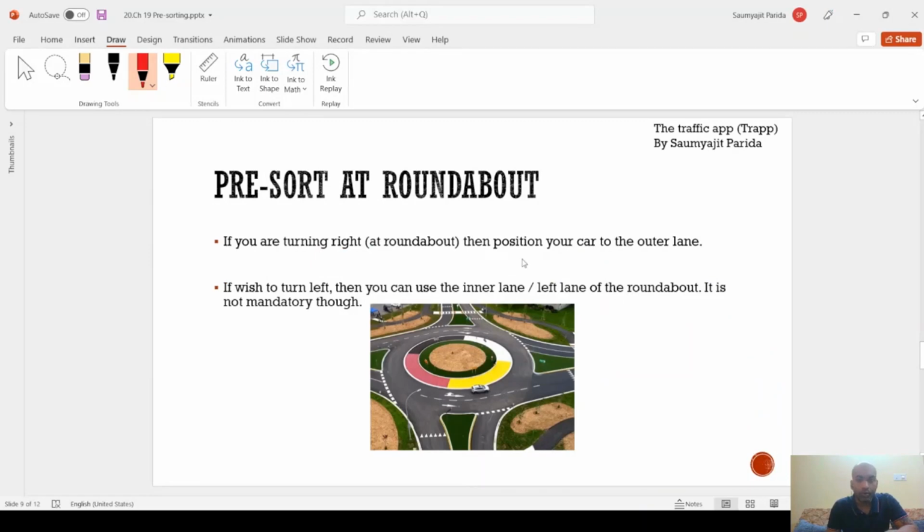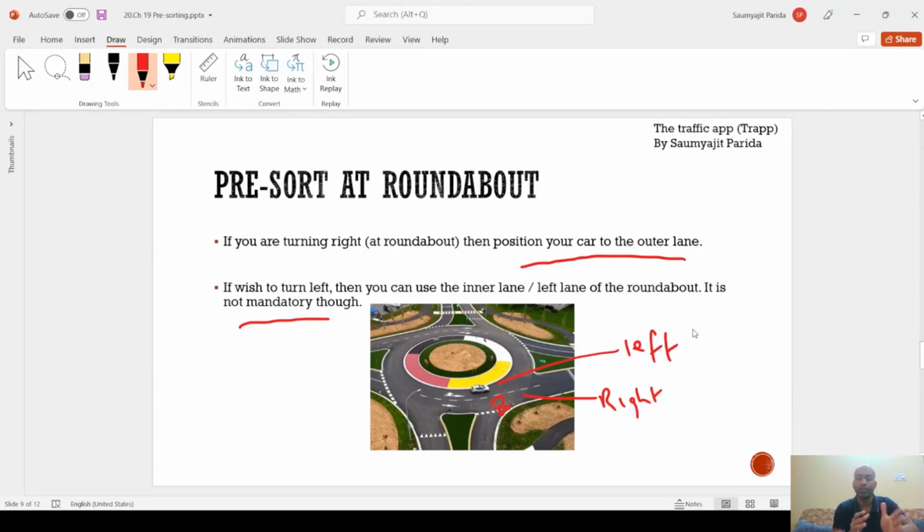Pre-sorting at a roundabout. If you are turning right, then position your car in the outer lane. Like as you see in a multi-lane roundabout, always position your car on the outer lane. If you wish to turn left, then you can use the inner lane or left lane of the roundabout, but it is not mandatory, as the rule is always keep to the right. So the right side in the roundabout is the outer side. This is the right side and this is the left side. Always keep to the right.